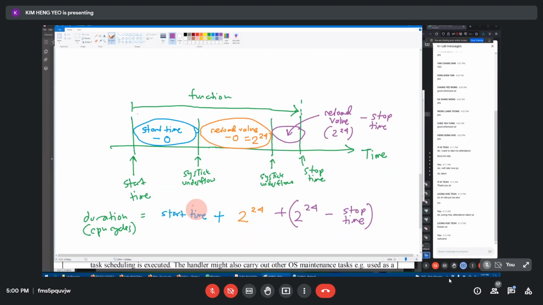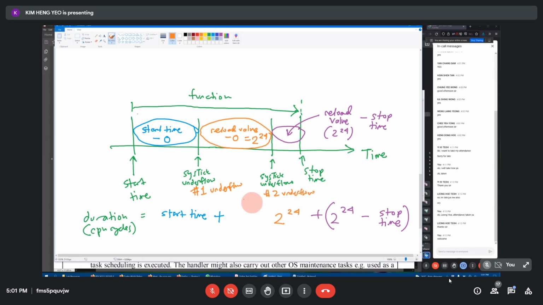So I have to take start time plus, so what do I add here? How many times did I underflow? I underflow one time, this is the first underflow. Then this one is underflow number 2. So I underflow 2 times. So I should take here count minus 1, multiplied by 2 power 24.